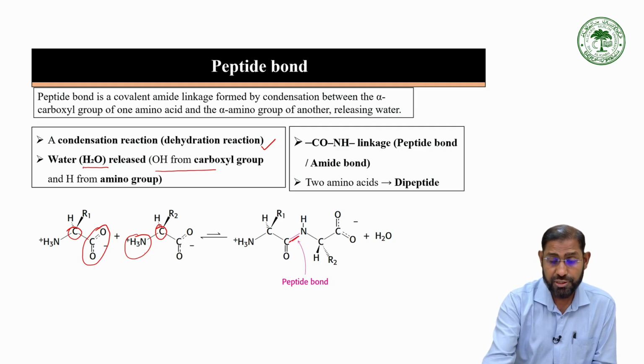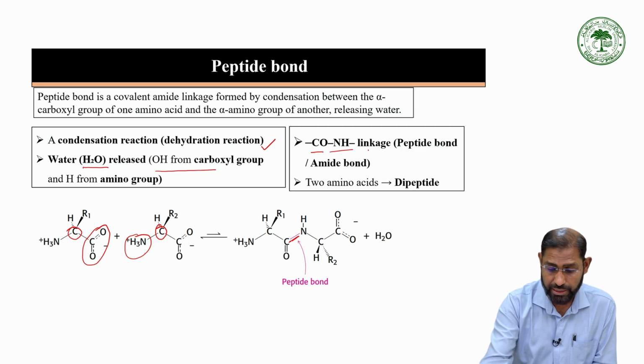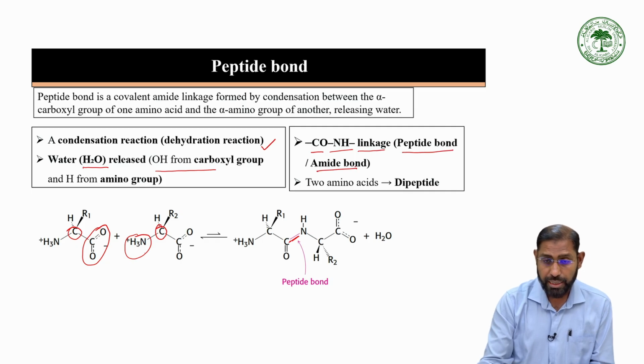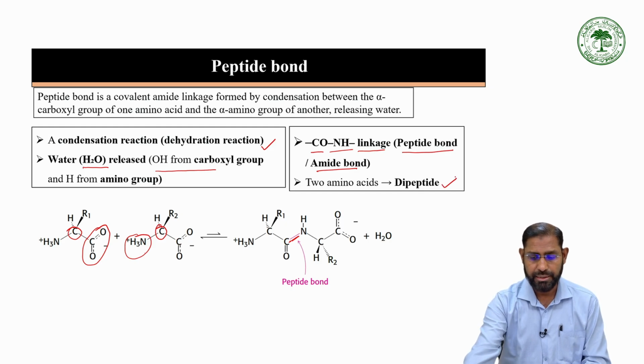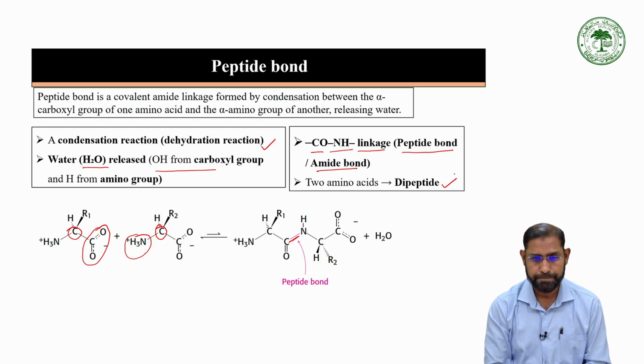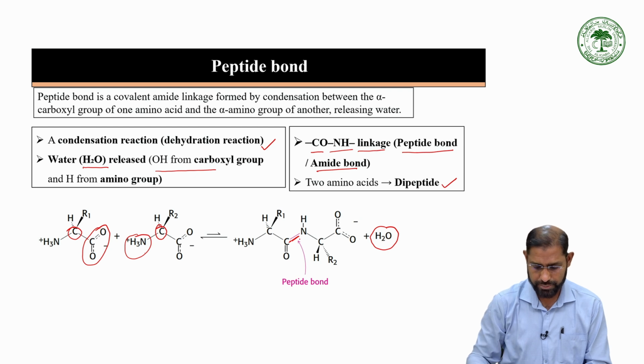This has the CONH linkage. Peptide bonds are also called amide bonds. When two amino acids link together, they form a dipeptide, and the products are water and the peptide bond.